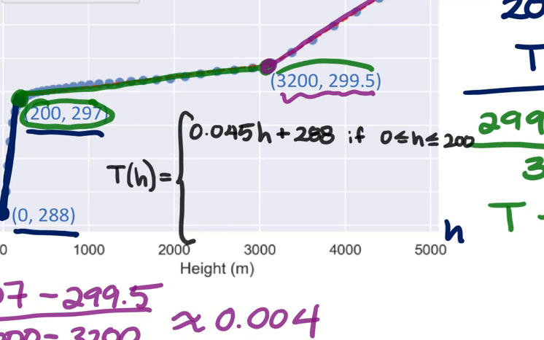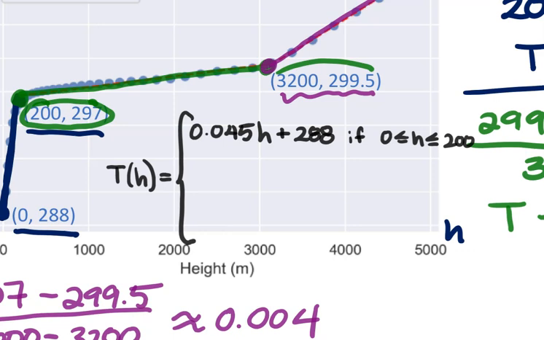And here's one kind of funny thing. When the pieces meet, which is not a rule, sometimes the pieces don't actually touch each other, but when they do, it's impossible to say who should get an equal to and who should not. So I'm just going to group the 200 in with the first piece. It shouldn't matter because both functions are giving the same y value. So you just choose who gets that equal to.